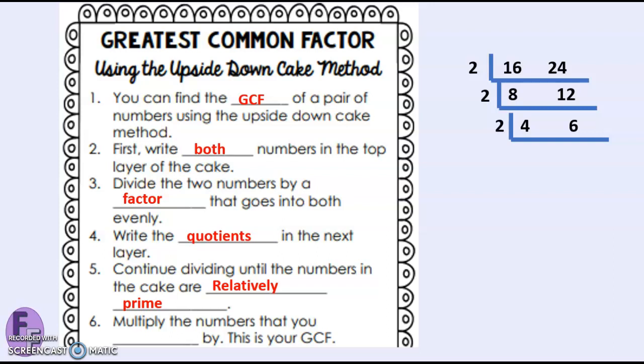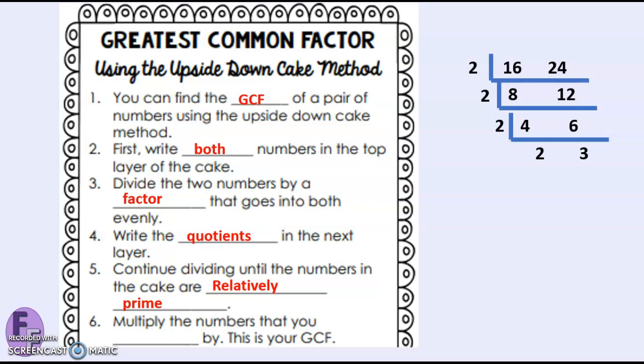4 divided by 2 is 2, and 6 divided by 2 is 3. 2 and 3 are relatively prime. This means the only factor that 2 and 3 have in common is the number 1. At this point, we can stop dividing.